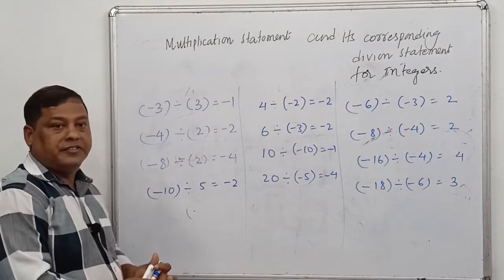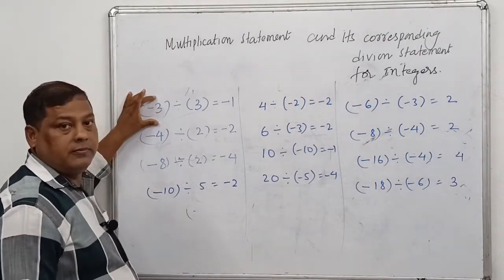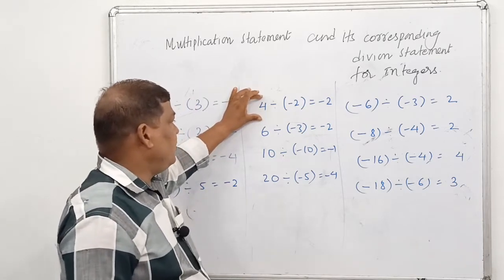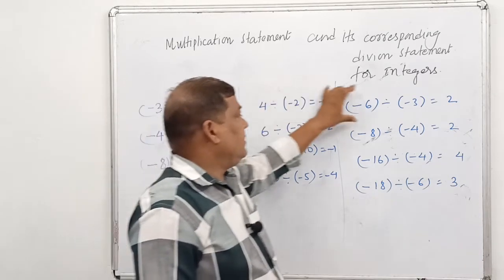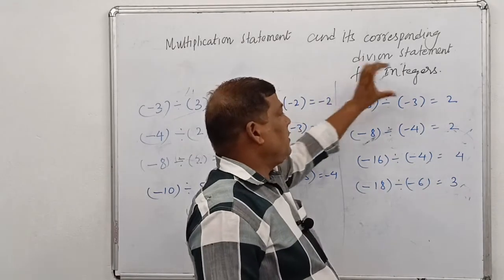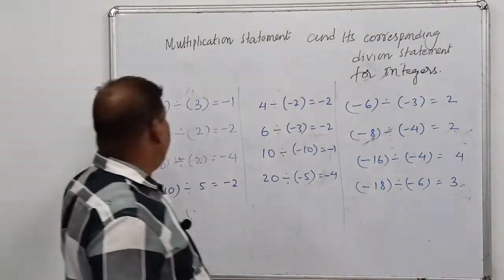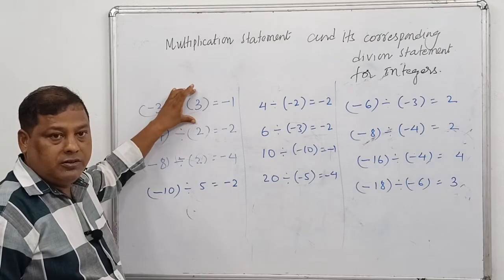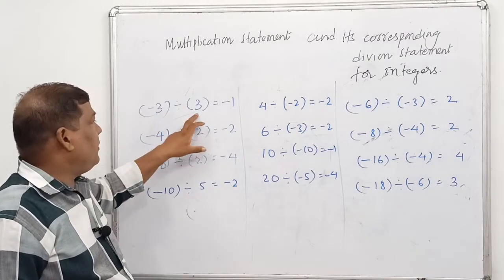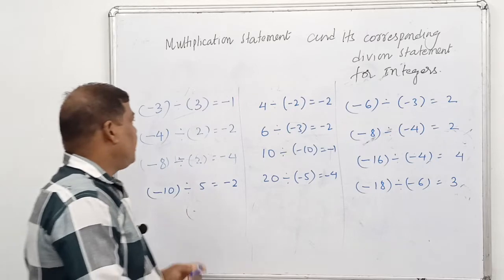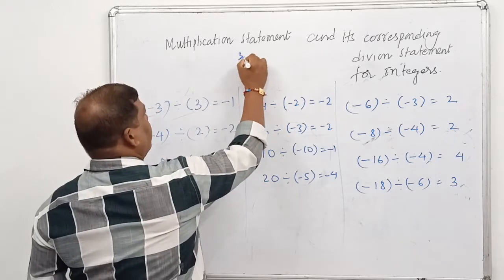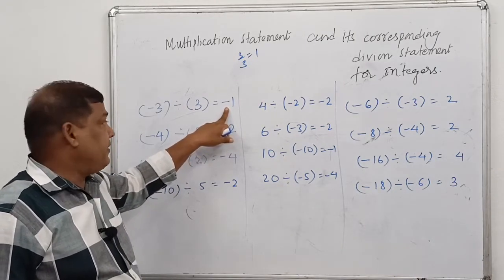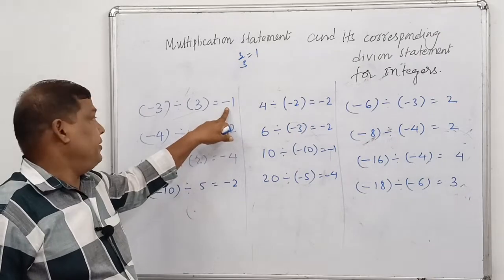See, in the first case, here is the negative integer, here is the positive integer. In the second case, here is the positive integer, here is the negative integer. In the third case, negative integer, here is the negative integer. When we divide a negative integer by a positive integer, we divide them as whole numbers. That means 3 by 3 is equal to 1. We put a minus sign before the quotient.